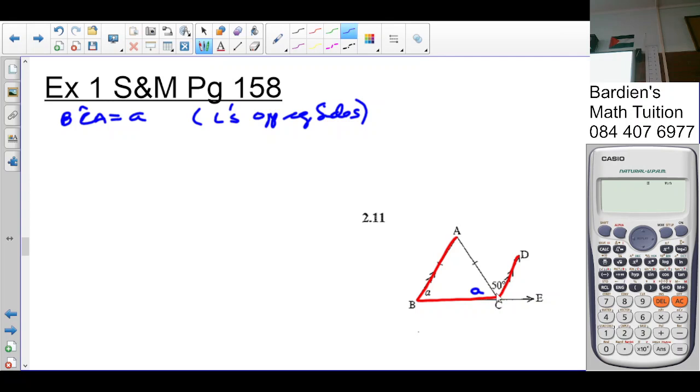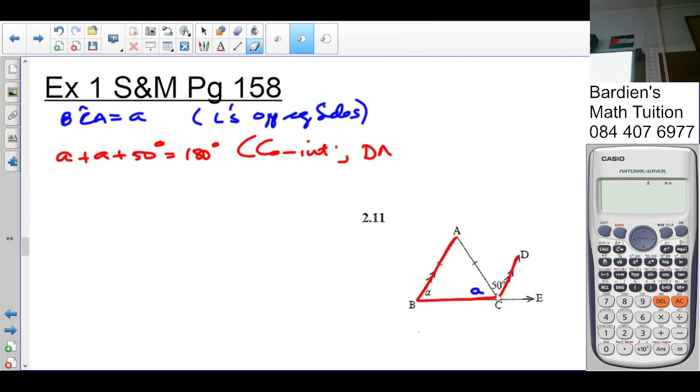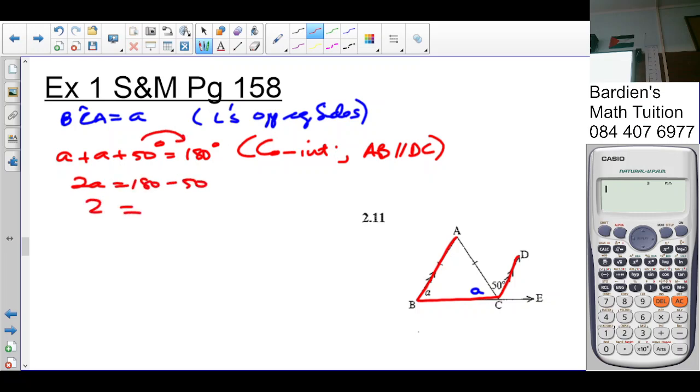Okay. There's another way. But I'll speak about that now. But this is quicker. Okay. So you say A plus 50 equals 180 degrees. Co-interior angles with DC. Oh, yeah, I'm adding AB first. AB is parallel to DC. Okay. So A plus A is 2A is equal to 180 minus 50. What's 180 minus 50? 130 divided by 2.